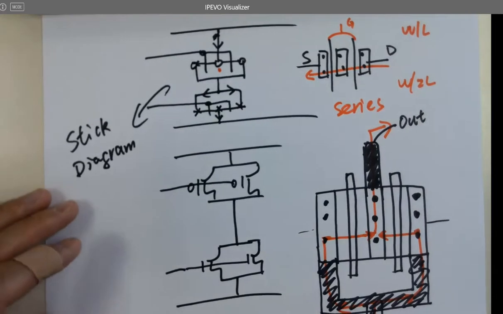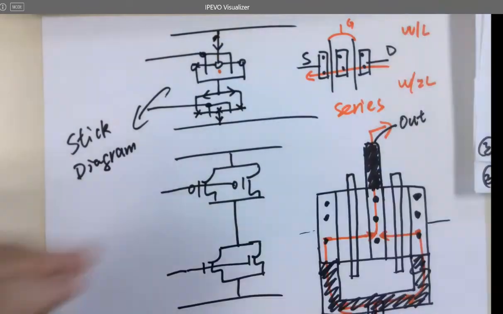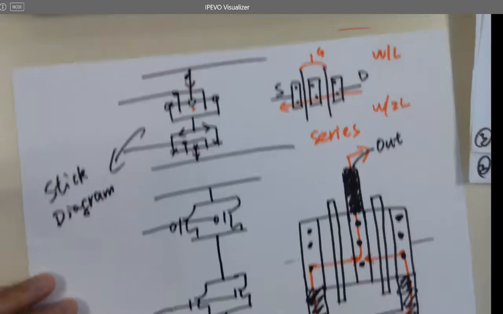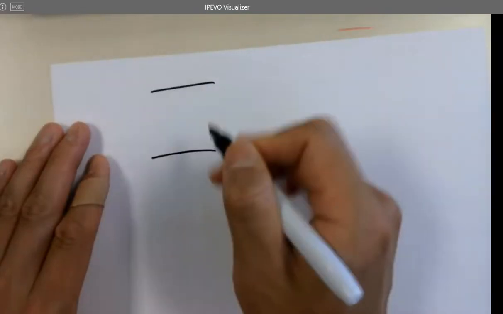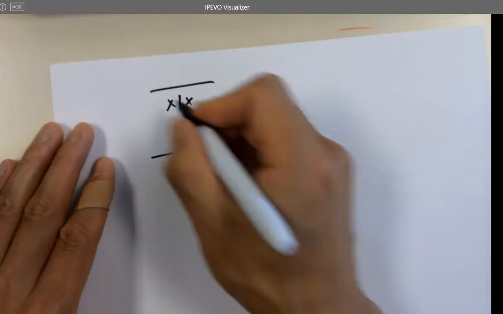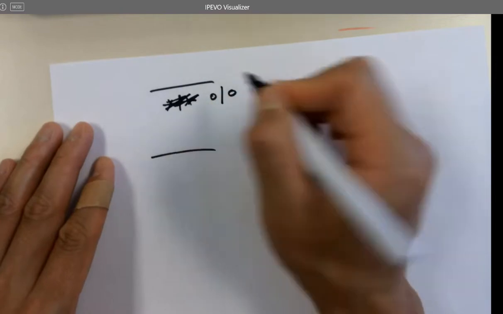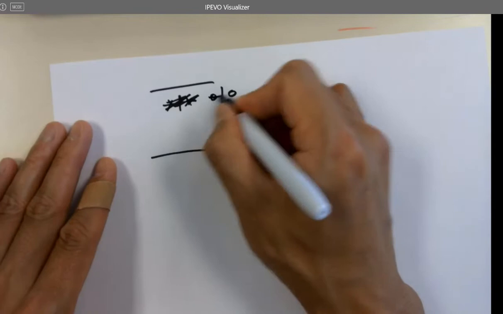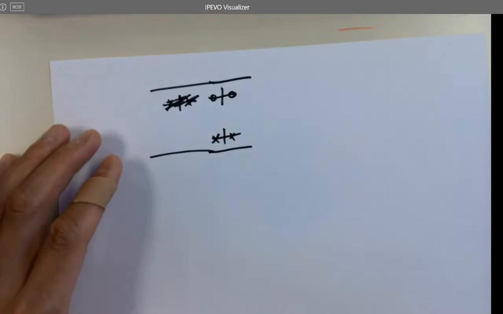Where we were at the inverters, right? Why do the inverters have PMOS on the top, NMOS at the bottom? We still haven't answered that question yet. So very quick, let's draw the stick diagram for the inverter. You got one PMOS on the top. PMOS is a circle, right? NMOS crosses like that. So what's the stick diagram for the inverter?